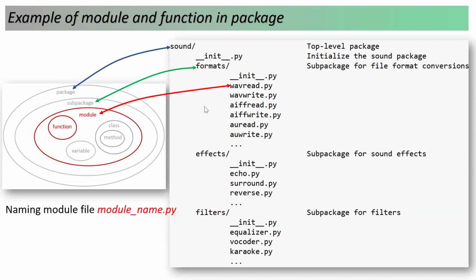And so this is an example of a package. For example, sound in here is the top level package, and we have the subpackage formats, and subpackage formats contains several modules. For example, the first module is wavread.py, a wavread module, and in this module we have several functions.